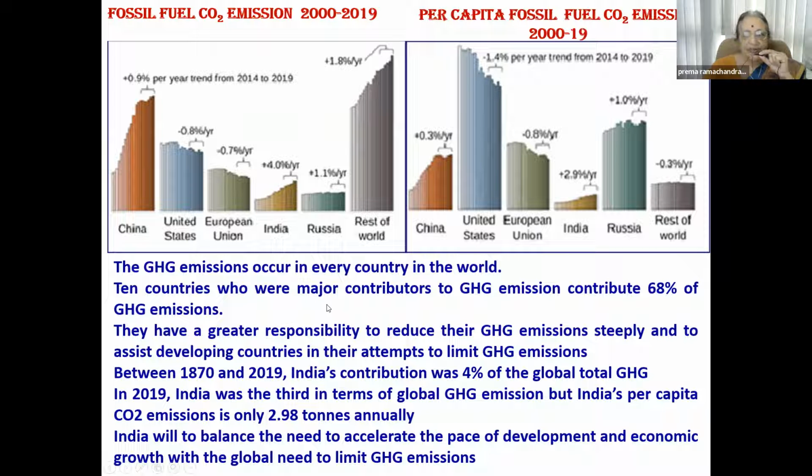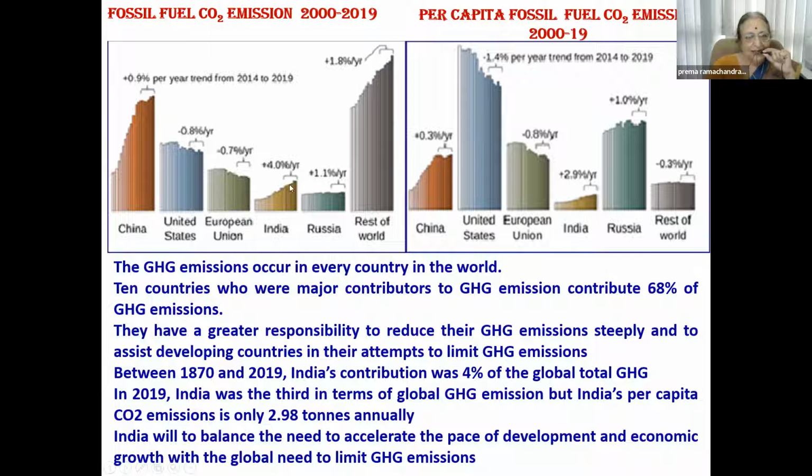Ten countries, who were the major contributors of greenhouse gas emission, contribute to nearly 70% of all emissions. These are mostly developed countries, and the developing countries always say that developed countries have a greater responsibility to reduce their own greenhouse gas emission and also to assist the developing countries in their attempts to limit greenhouse gas emissions. But there are nuances even there. Between 1870 and 2019, India's contribution was a mean of about 4% of total greenhouse gas emissions.